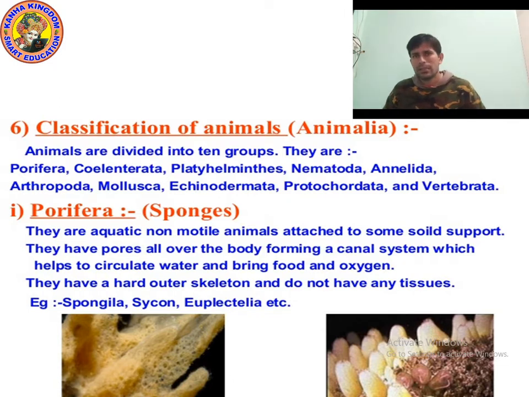As you can see in the picture, Spongilla, Sycon, Euplectella. The words are very tough sometimes. These are exact examples of porifera. So remember kids, porifera are aquatic animals. They grow on solid surface. They have pores which form the canal system which helps to circulate water and bring food and oxygen. I hope you understood. Now we will see the next group, Coelenterata. Let's move on to the next point.